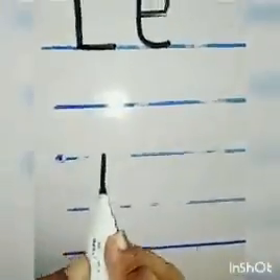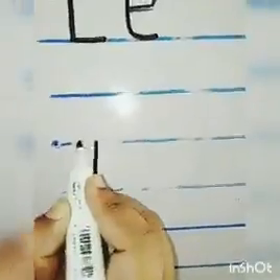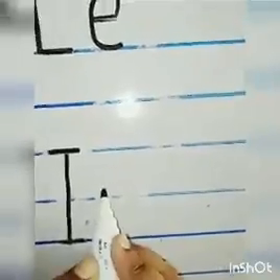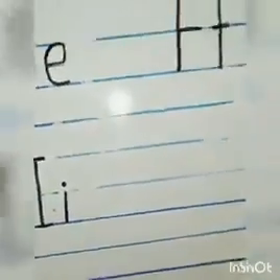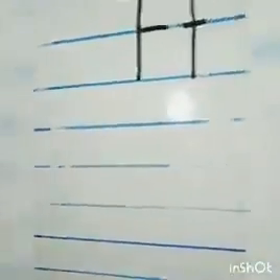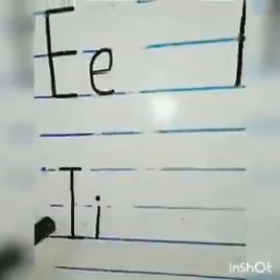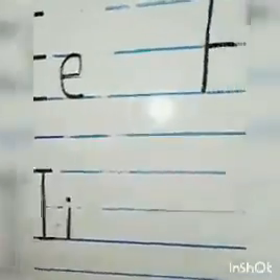This is I. Make a straight line. Then its head and bottom. And here is a dot on small i. The sound of I is eh.